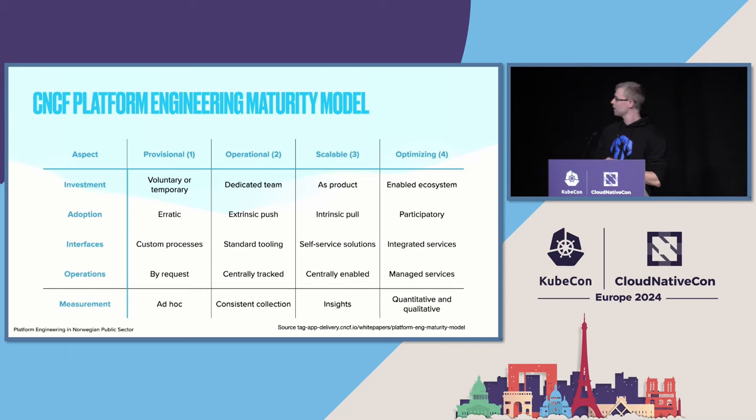I'm not going through all of the maturity stages, but investment: how are staff and funds allocated. Adoption: why and how do users discover and use internal platforms? Interfaces: how do users interact with and consume platform capabilities? How do the developers actually interface with the platform? Operations being how are platforms and their capabilities planned, prioritized, developed and maintained? Not operations as in application operations, but more the whole life cycle of the platform as a project, a product. And then lastly, measurements: what's the process of gathering and incorporating feedback and learning? So these are the areas that we asked the organizations to grade themselves on. So it's a self-grading maturity survey.